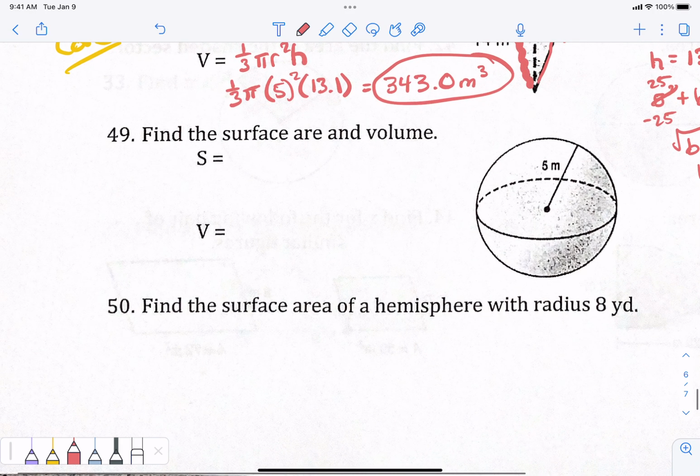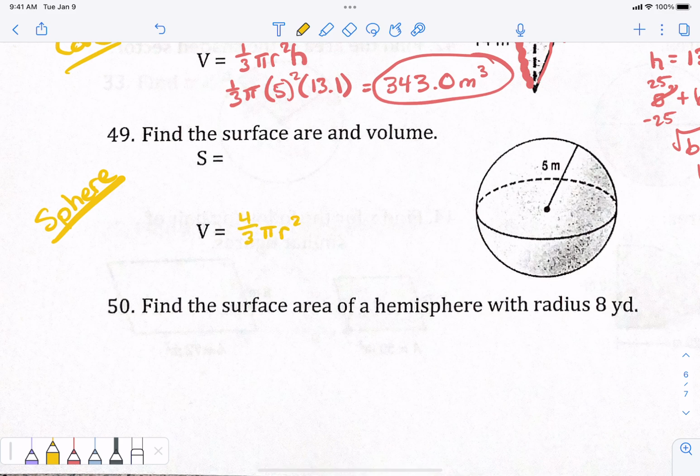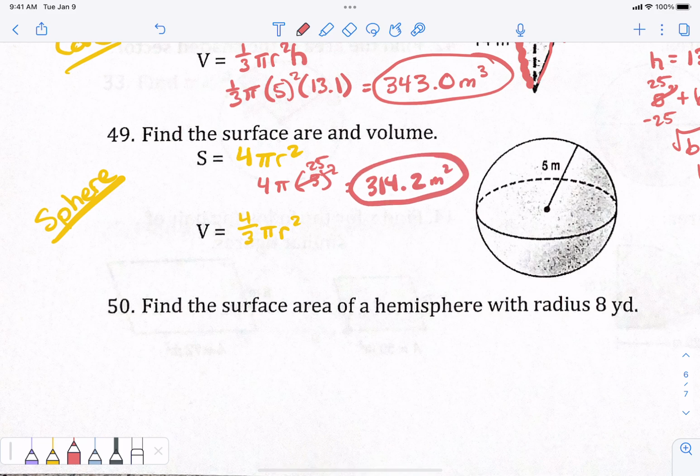Okay, last two. We have a sphere. I know the volume is 4/3 pi radius cubed. And this one is 4 pi r squared? Yeah. Okay, so all we need is radius, and radius is 5, so this is easy. 4 pi times 5 squared. And 5 squared is 25, and 25 times 4 is 100, and 100 times pi is 314.2. I have no idea if I did that right. Woo!